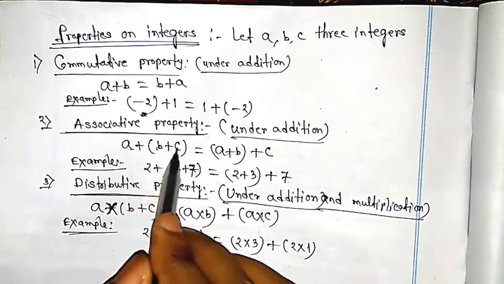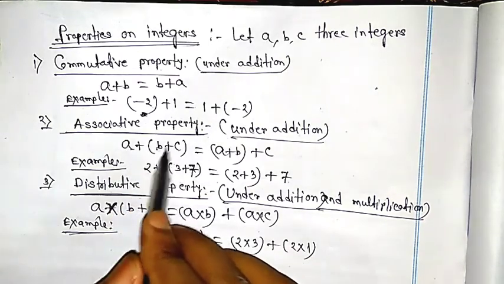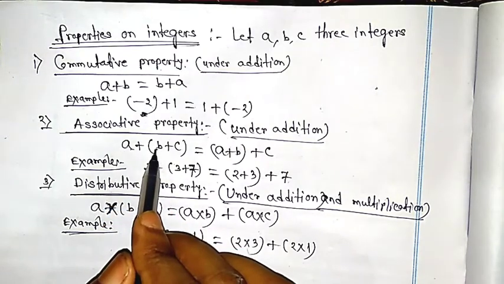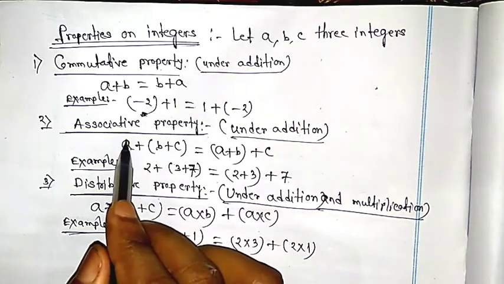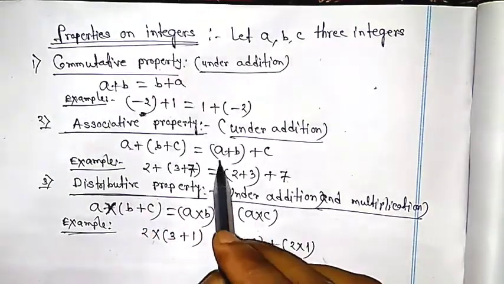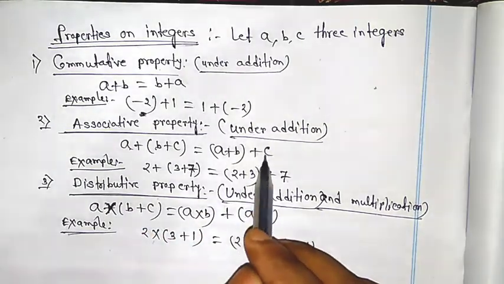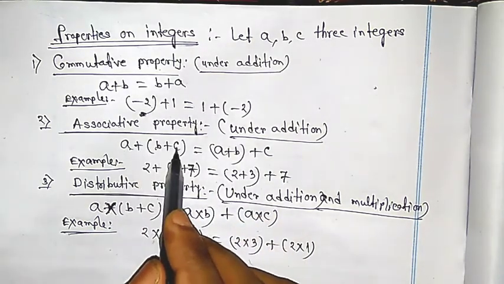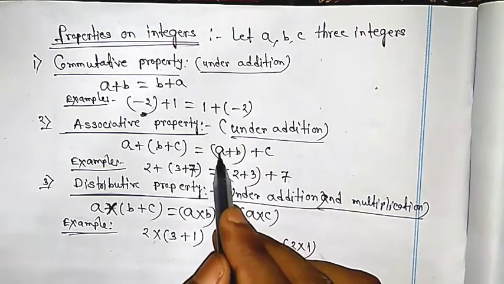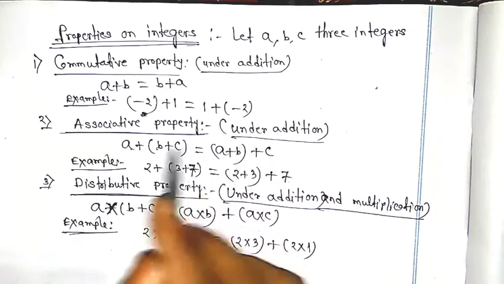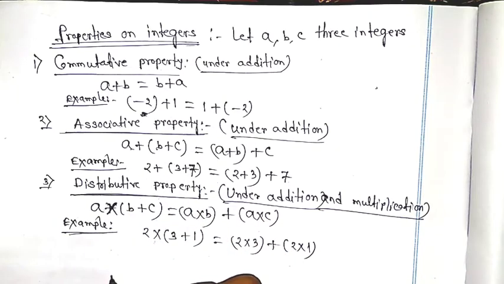But if we change the bracket, on the left hand side we first add b and c, then we add a. But on the right hand side, we first add a and b, then we add c. The resultant will be the same. This property is called the associative property under addition.